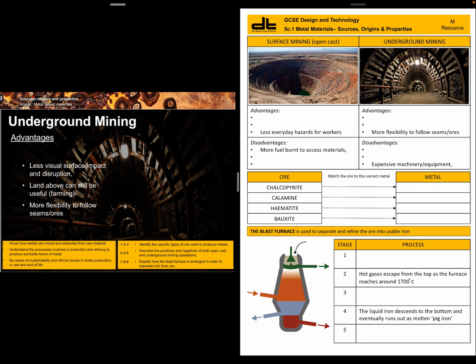So if you're extracting gold, for example, and the seam of gold starts to head left, then you just send your tunnel left. It would be a lot more difficult to do that if you've got an open cast mine.